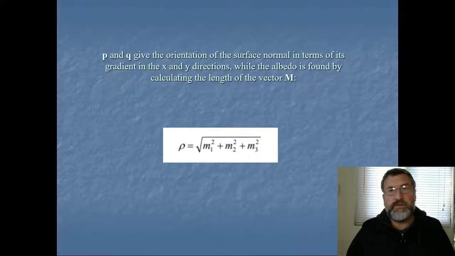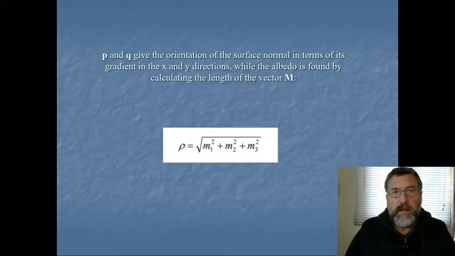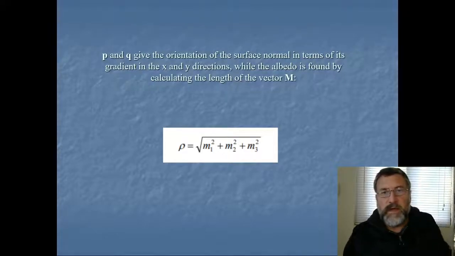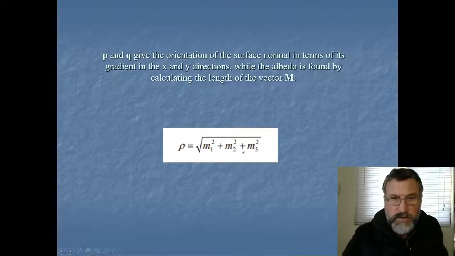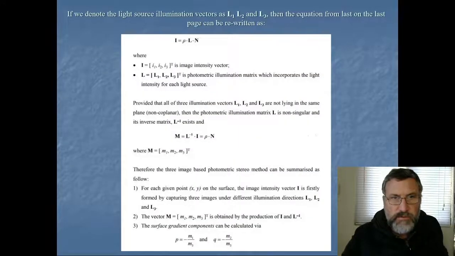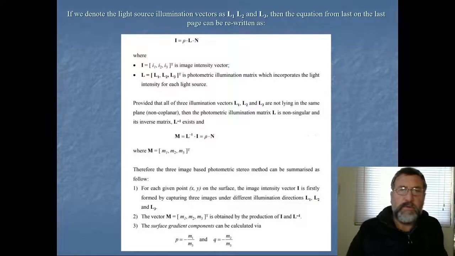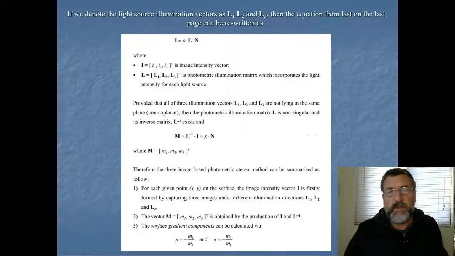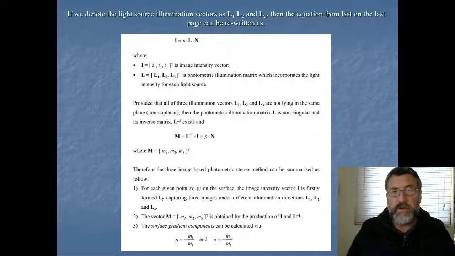And someone was particularly interested in how you find the albedo out. And the albedo is found with the square root of these M coefficients here. So if you read this through, I think you'll get an understanding of the basic vector maths behind this photometric stereo. So it's a case of implementing these calculations on a large scale.